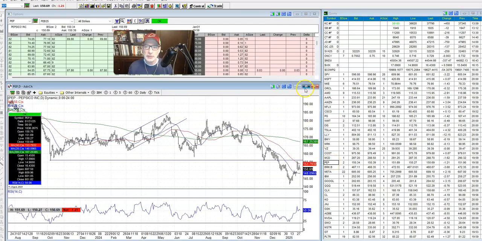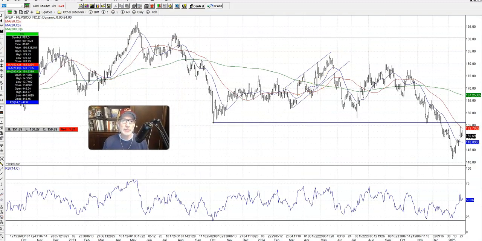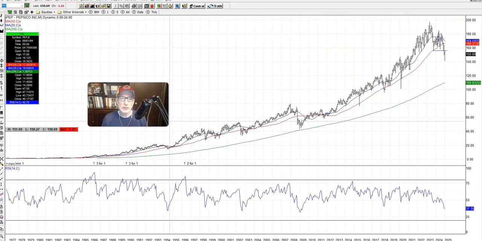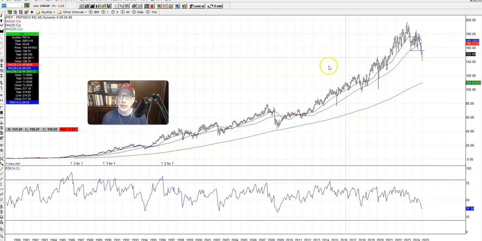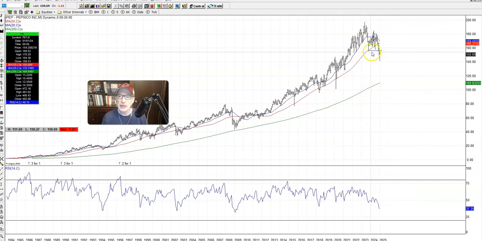Pepsi. Now, Pepsi is interesting. I've talked about Pepsi before. Let's go out to the monthly chart. Look how beautiful this was for Pepsi for such a long time. Just beautiful uptrend following along the 20-month and 50-month moving averages, but finally got into this downtrend. Got through this support here.